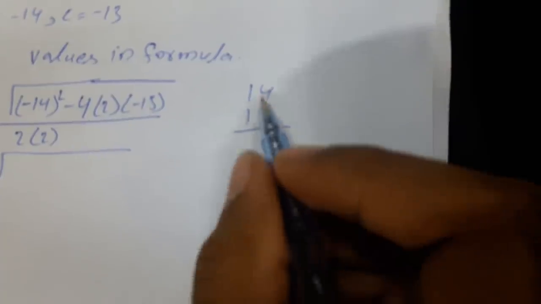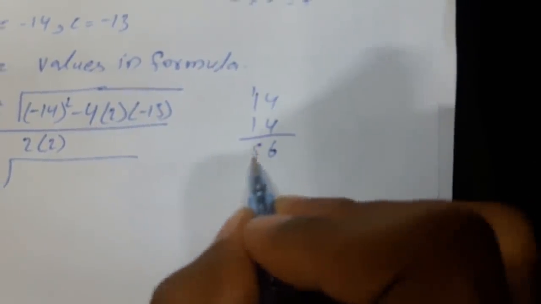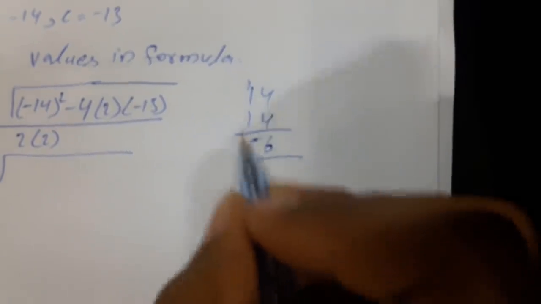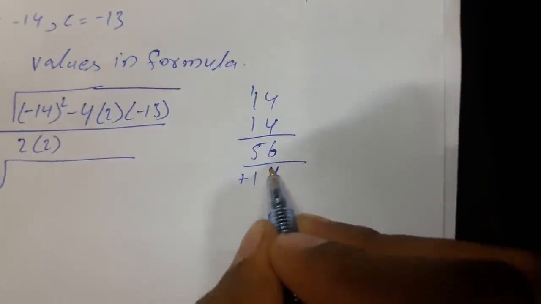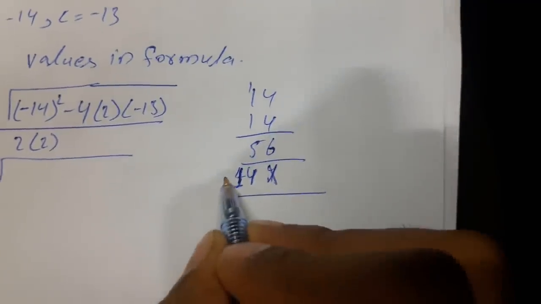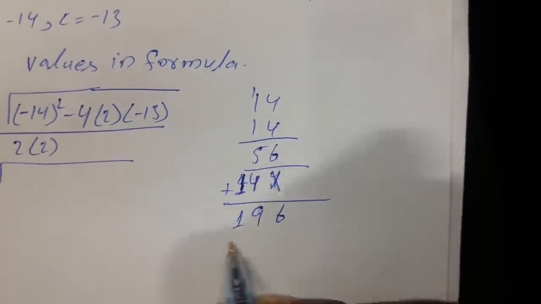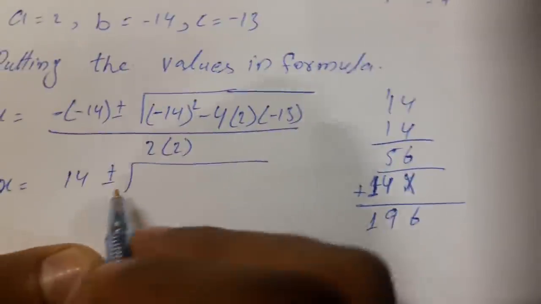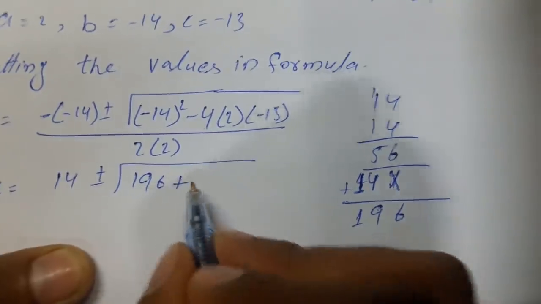Okay. 4 4s are 16, 1 carry, 4 1s are 4 and 1 is 5. And then 4 1s are 4, 1 1s are 1. Add them. 6, 5 4 9 and 1. What has come? 196. So 196, minus into minus is plus.